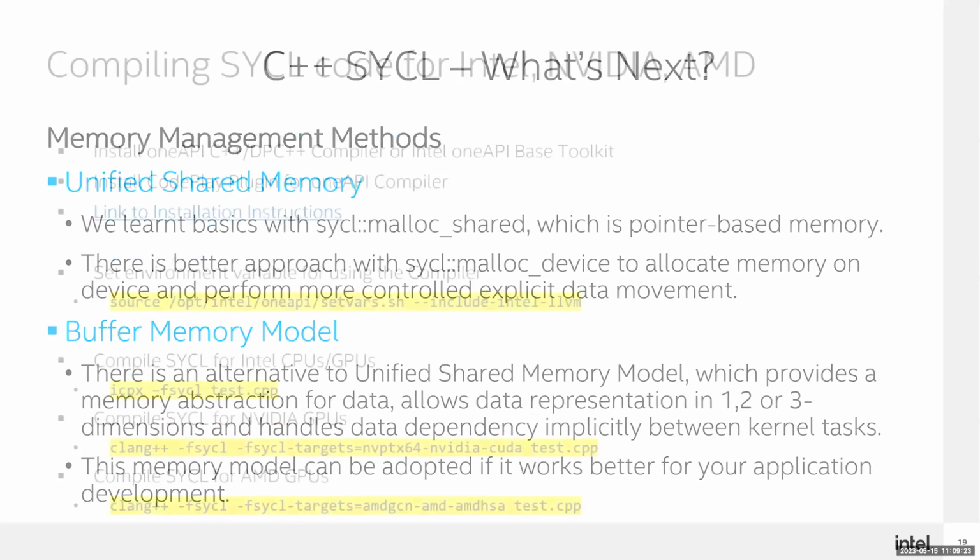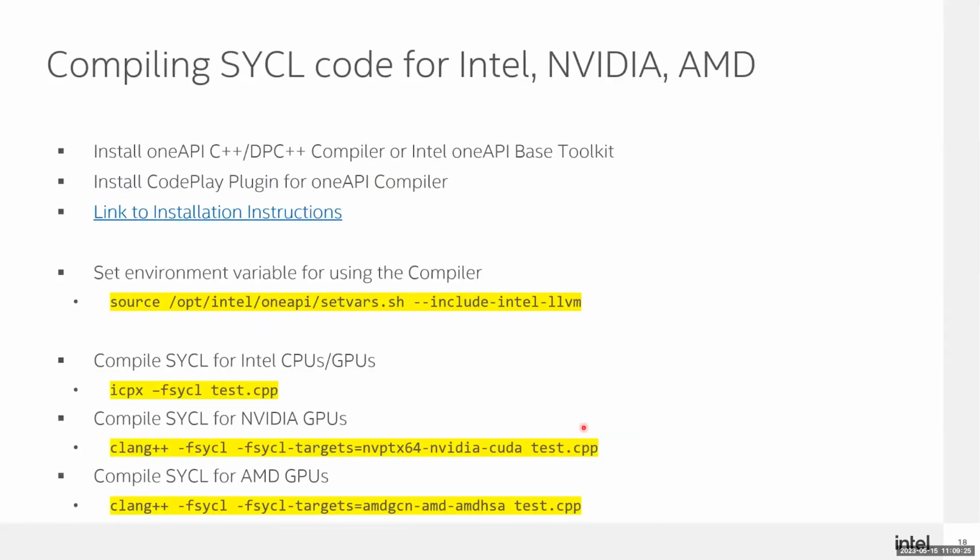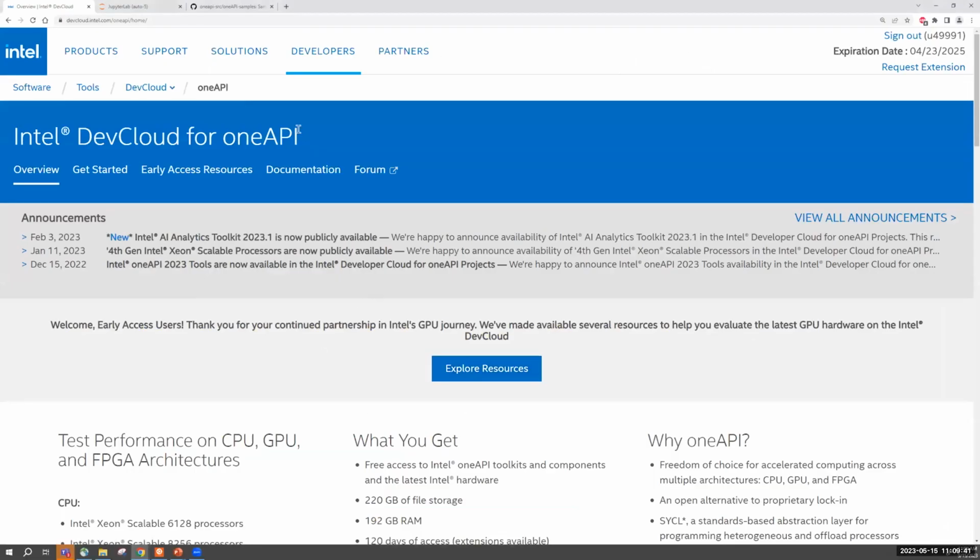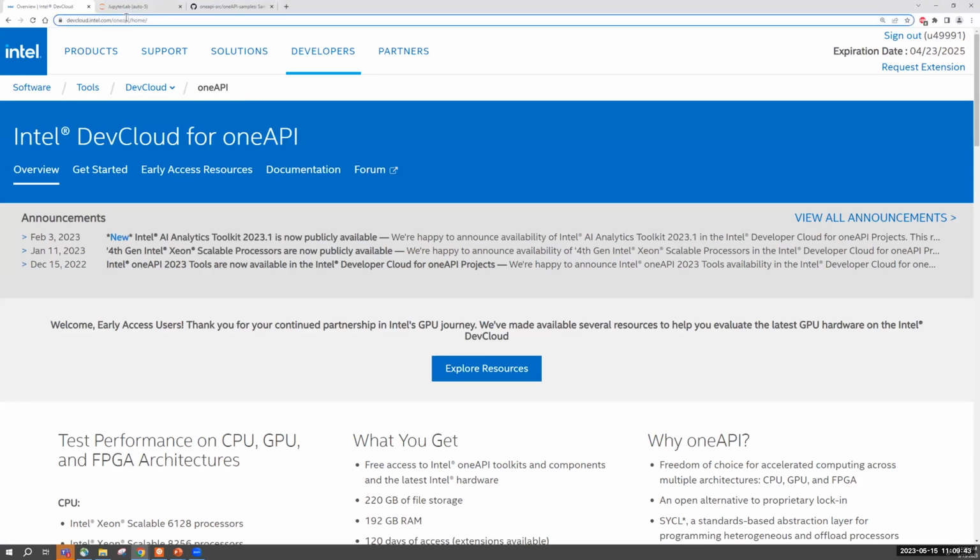So with that, let's look at this code, right? The C++ and SYCL code that we have. We will try to run that together on the Intel Dev Cloud. So let me pull up the Dev Cloud in my browser window. Hopefully people have registered for the Intel Dev Cloud account. If not, I will paste the link here.